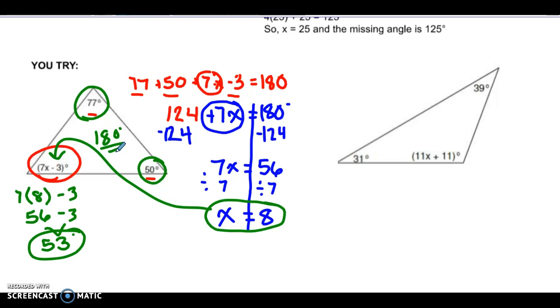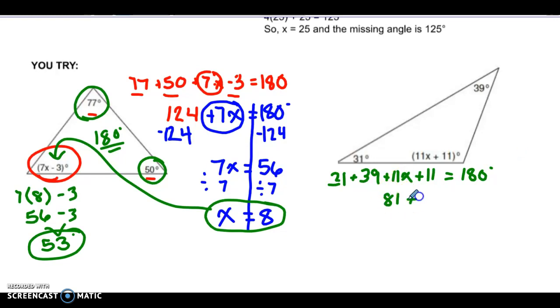So we'll do the same thing over here with example number 2. My first step will be to just write all of them out, because we know all of them together need to equal 180. So 31 plus that 39 in the upper corner, plus 11x plus 11. I like to just string them all together so I know that I haven't missed one of the angles. And then of course we're going to just combine all of those numbers, make it look a little nicer. So 31 plus 39 plus 11 gets me 81.